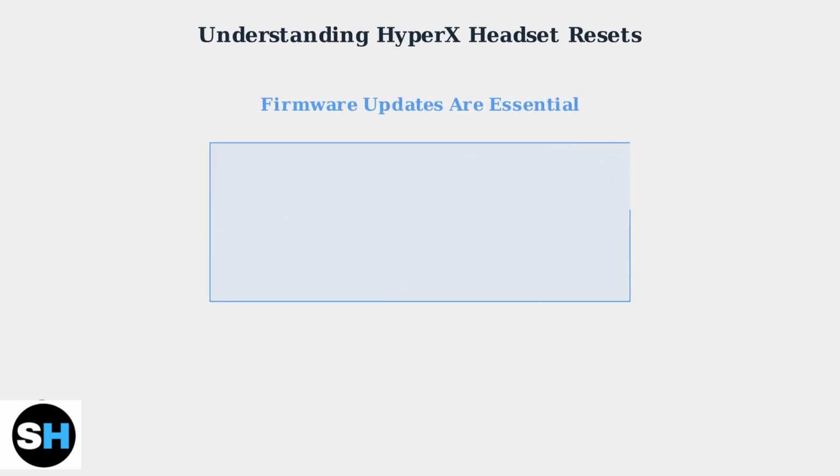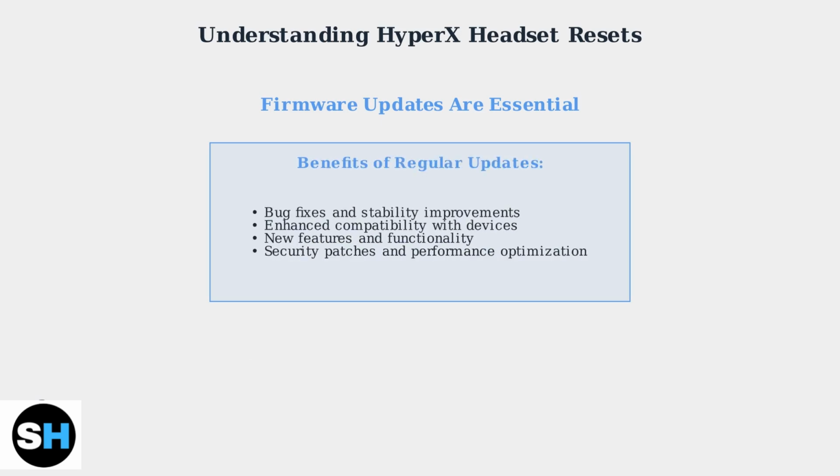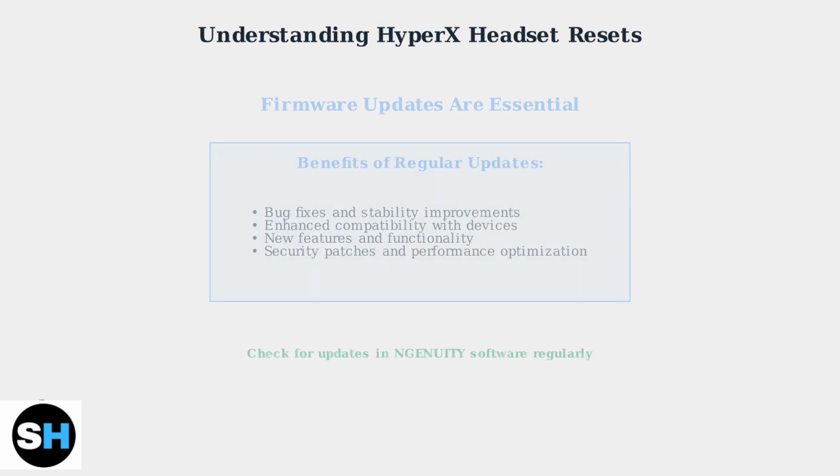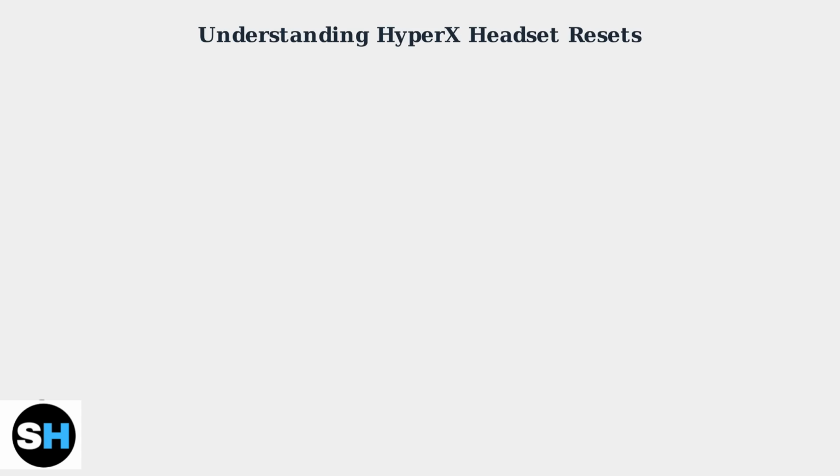Keeping your firmware updated through the HyperX Ingenuity software is crucial for preventing issues. Regular updates can resolve bugs and improve performance before problems occur.